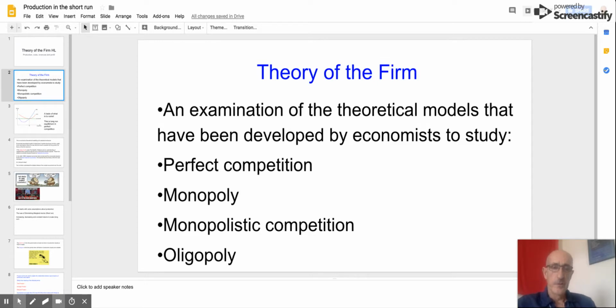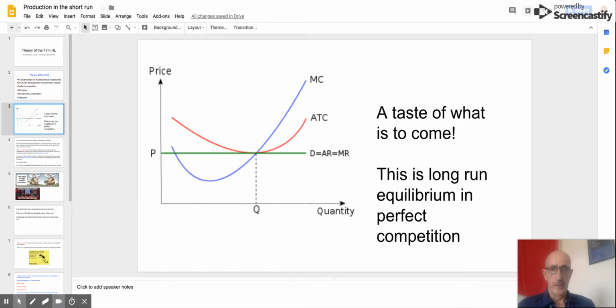The theory of the firm is an examination of the theoretical models that have been developed by economists that cover a whole range of different markets. In IB Economics, we look at perfect competition, monopoly, monopolistic competition, and oligopoly. Where we're heading with this, eventually, this is a taste of what's to come. This is long-run equilibrium in perfect competition.